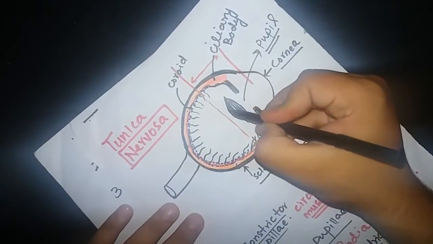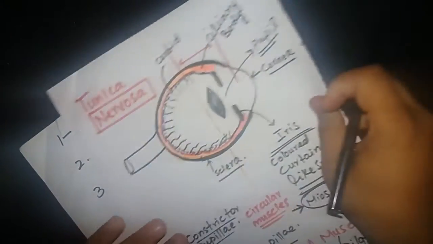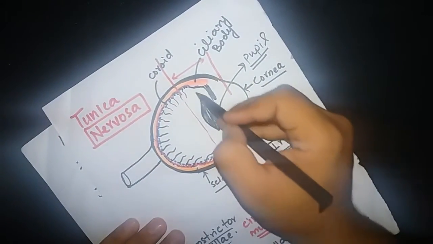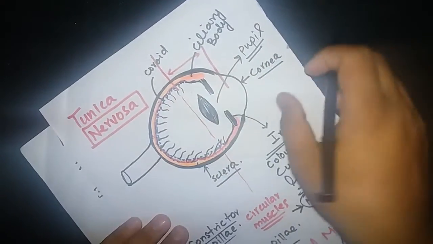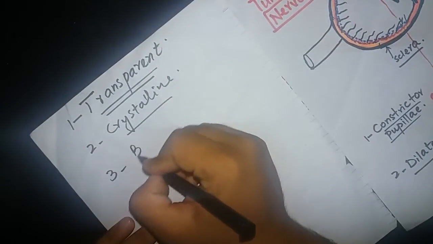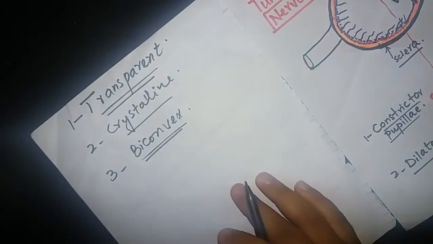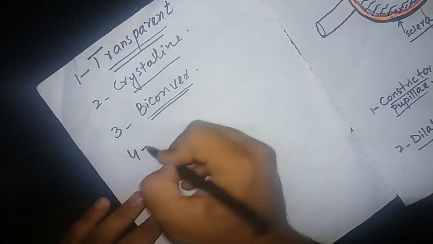It is biconvex. You can see the shape of the lens. It is behind the iris and pupil and beneath the ciliary body. And the last one, which I think is the most important and most interesting characteristic, is about the most important part of the eye.